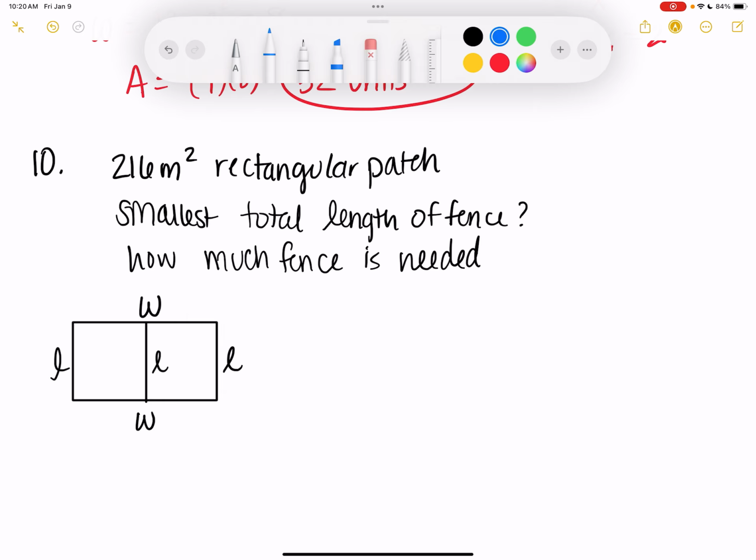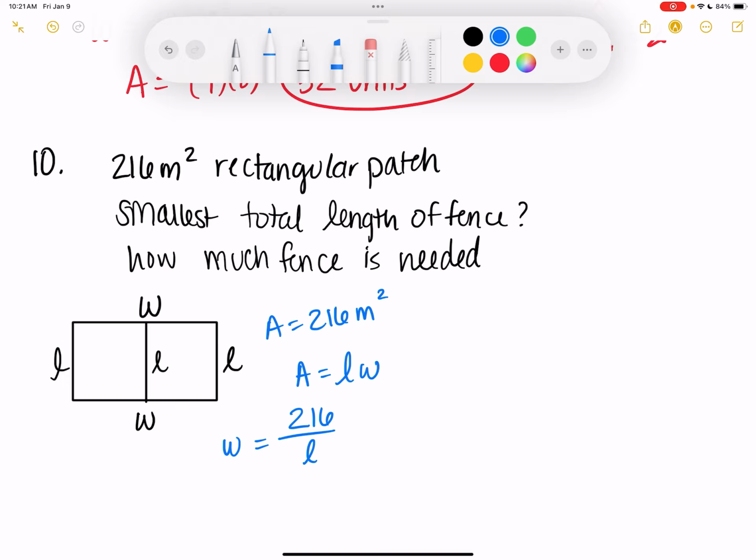And I've got an area of 216 meters squared. So my area obviously is length times width. And so then we need to solve for one of these things. I'll just solve for width. So we've got basically 216 divided by L is equal to W.